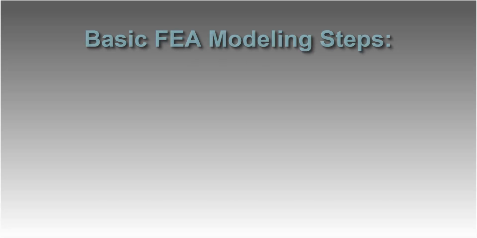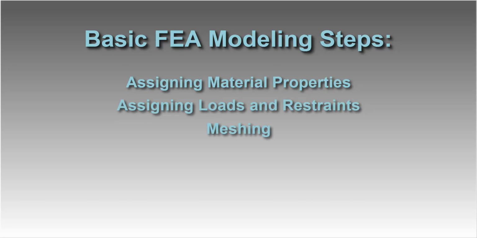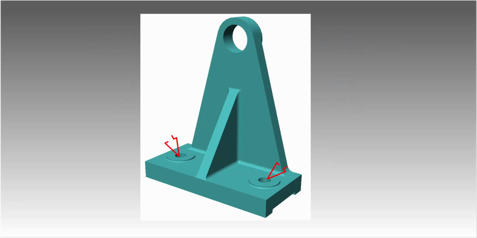In this video demonstration, we'll look at the basic steps involved in setting up and analyzing an FEA. That involves assigning proper material properties, proper loads and restraints, meshing the model, and then finally post-processing the results. We'll model a simple bracket being restrained at two bolt holes and the bottom cutout, and we'll apply a torque acting on the bearing hole.